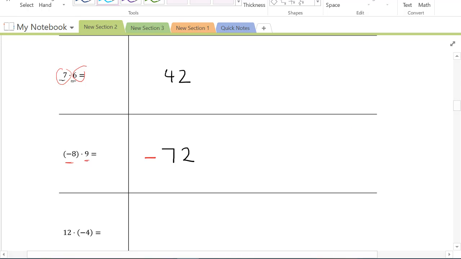So let's look at the next one. For the next one, we have 12 times 4, which is going to give us 48. And their signs are different, right? We have a positive 12 and a negative 4. Signs are different, so the answer is going to be negative. So it's going to be a negative 48.